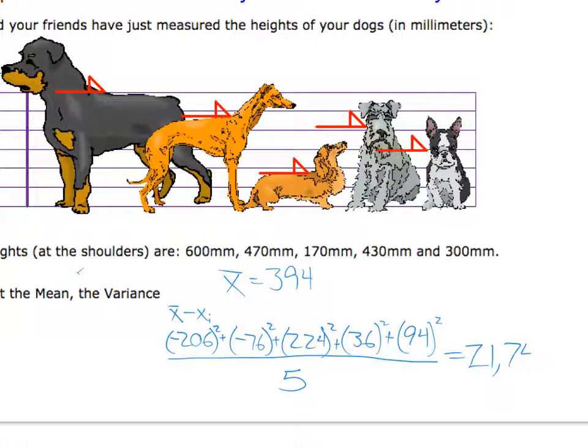21,704. Why did I get that? I'm being lazy. Let's fix that. 21,704. I know what I did wrong. I got all of the numbers the same except for 36 squared. I got 136 squared. Oh, okay. No, I was right. Okay. Alright, so does that make sense?